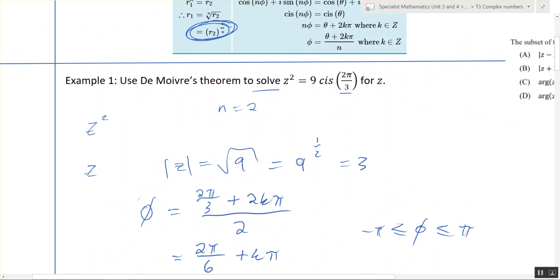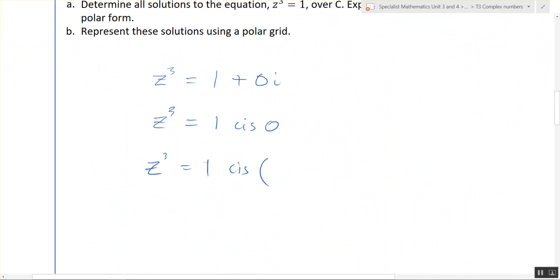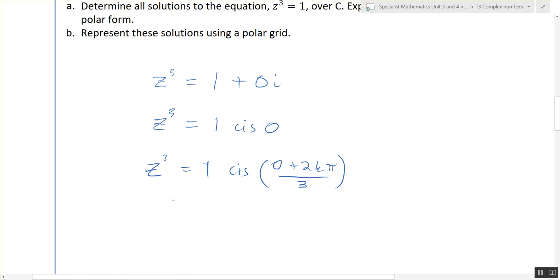But what does phi become? Let's go back to this table. 0 plus 2k pi over n. And what's n? Same steps, we are finding, whoops, that should not be a cube up there. We are finding the different arguments. So let's go k equals 0, which is z1. Phi 1 is 0.